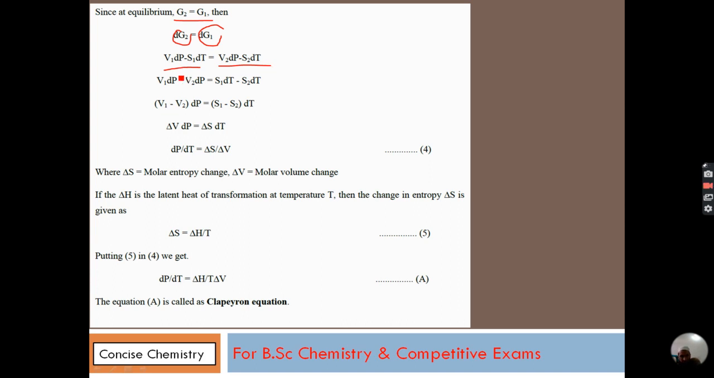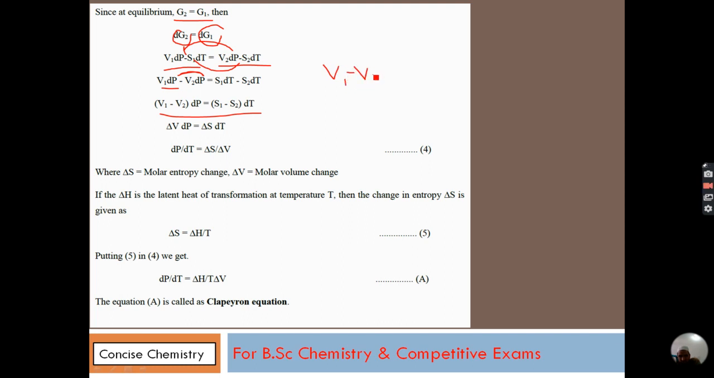Okay? After that, what will we do? This is V1 dP. The pressure terms we will bring to one side. For example, you bring this here, and the temperature terms we will bring here. Okay? And then you take V1 and V2 here, take the pressure common, so it becomes dP (V1 minus V2). Likewise here, you take this change in temperature common and then you will end up with this relation. And now we can write V1 minus V2 is the change in volume.